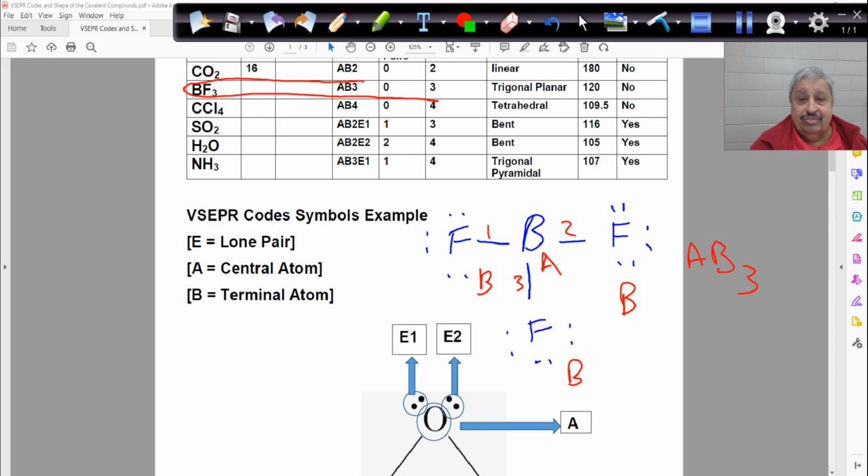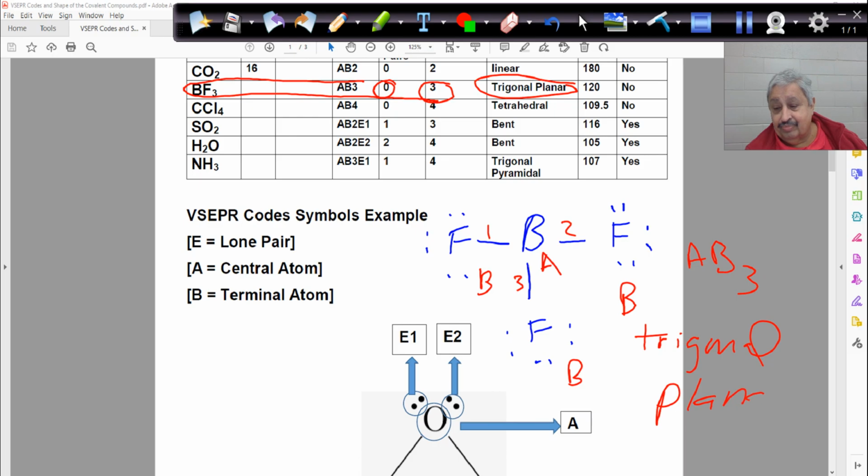So 3 zones here. Do we have a lone pair on the central atom? No, no lone pair on the central atom. 0 lone pair, correct? And what's the shape of it? The molecular shape will be trigonal planar. What's the angle of the trigonal planar? It is 120. Is it polar or non-polar?